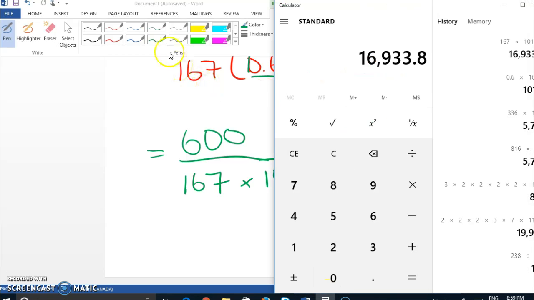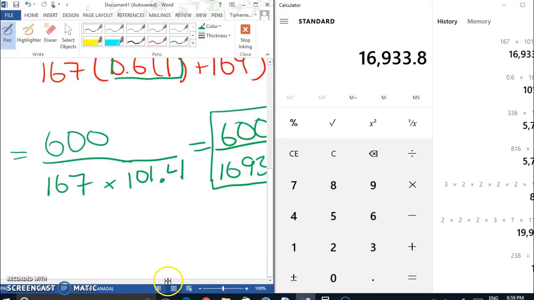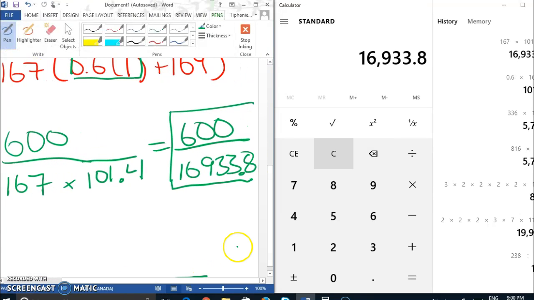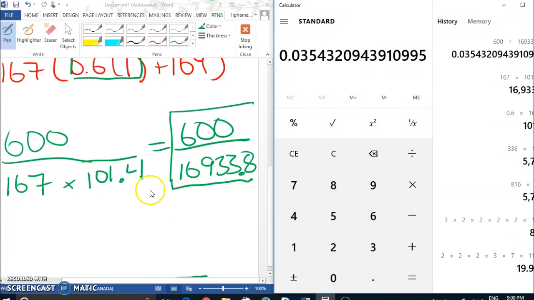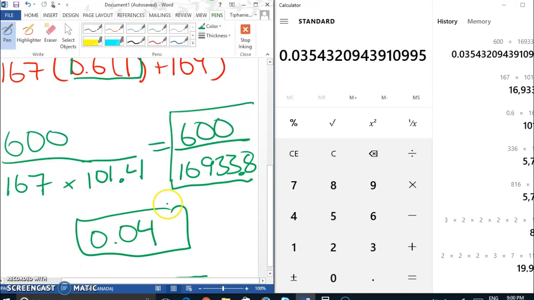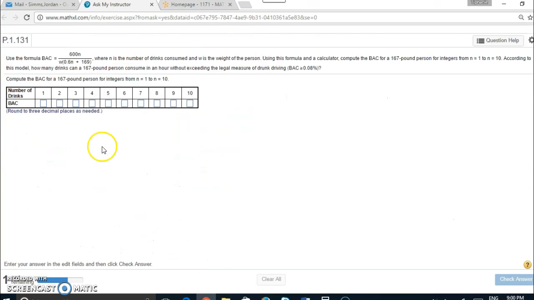Okay, so let me pull that over just so I can see it. Get the old calculator going again. We got 600 divided by 16,933.8. So there's the BAC of a 167 pound person after one drink. It would be 0.04. Let's call that 0.04. That's the blood alcohol. I forget what they want you to round to. Round appropriately. Round to 3 decimal places as needed.